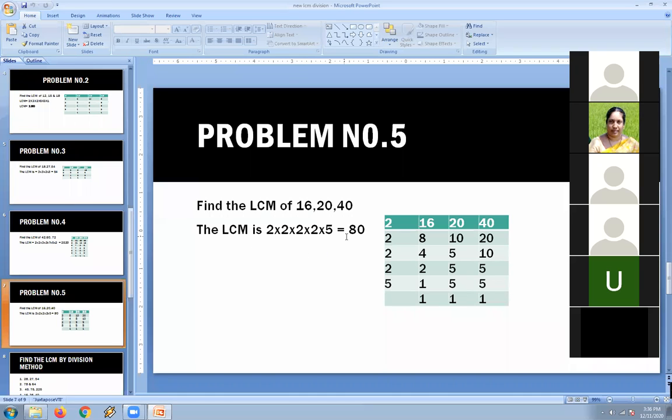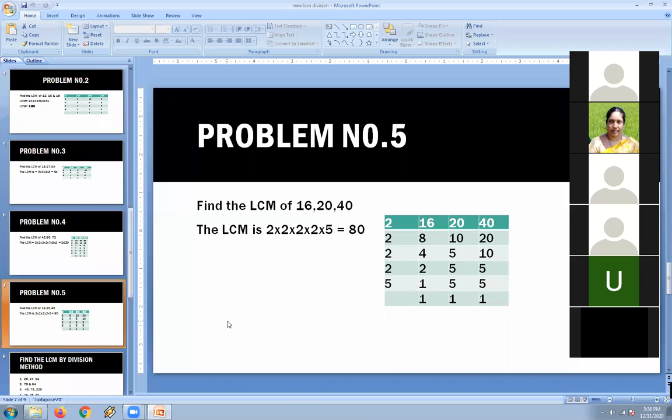That is the value, 80 we got. Therefore, the value of LCM for all the three numbers is 80. Therefore, the LCM of 16, 20 and 40 is 80. So this is how we divide with the help of the division method. When we calculate with the division method, we consider all the numbers and keep on dividing.